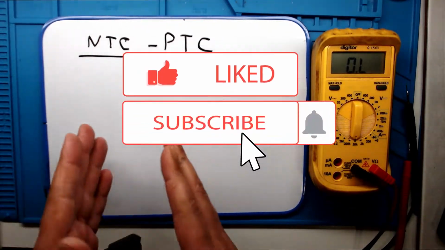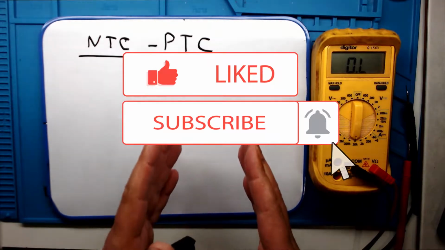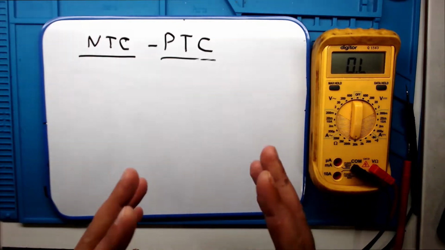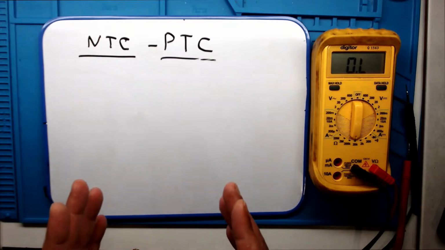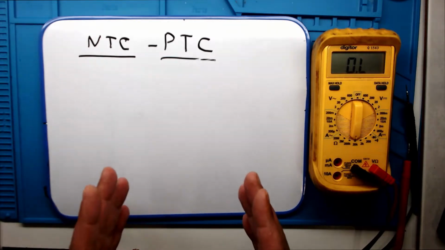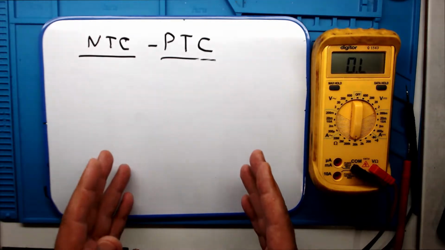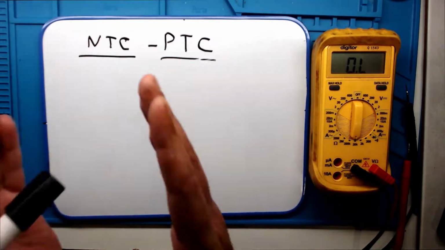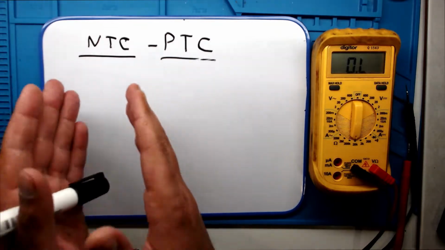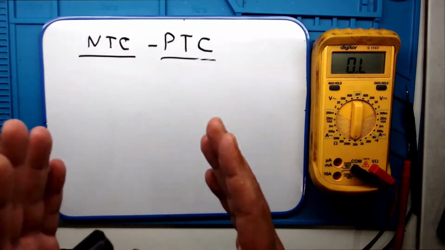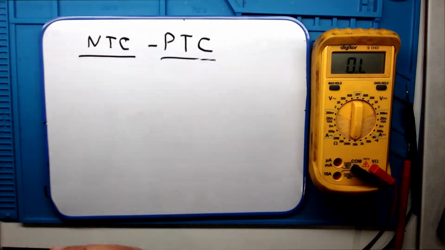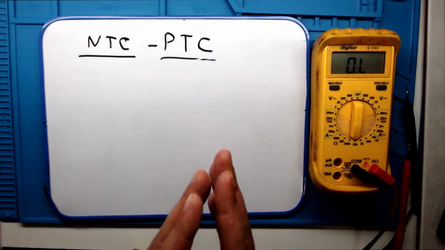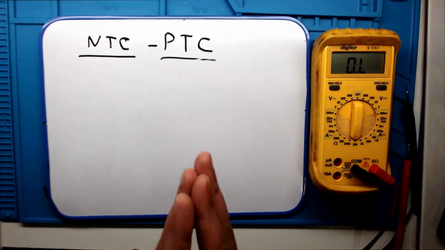Today I talk about the NTC and PTC components. But before I explain, I put a scientifically explained link in the video description because it's hard to understand and easy to explain for me. Now, what does NTC and PTC mean? NTC is negative temperature coefficient and PTC is positive temperature coefficient.